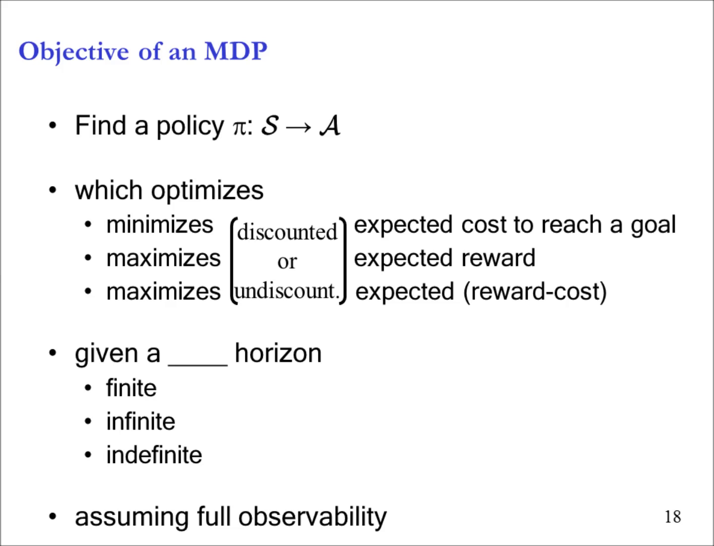Now, let us define the objective. But before I define the objective, let us think about what should be the nature of the solution. So in a deterministic world, what is the solution that I am looking for? The path to the goal. What I am looking for is a path to the goal.